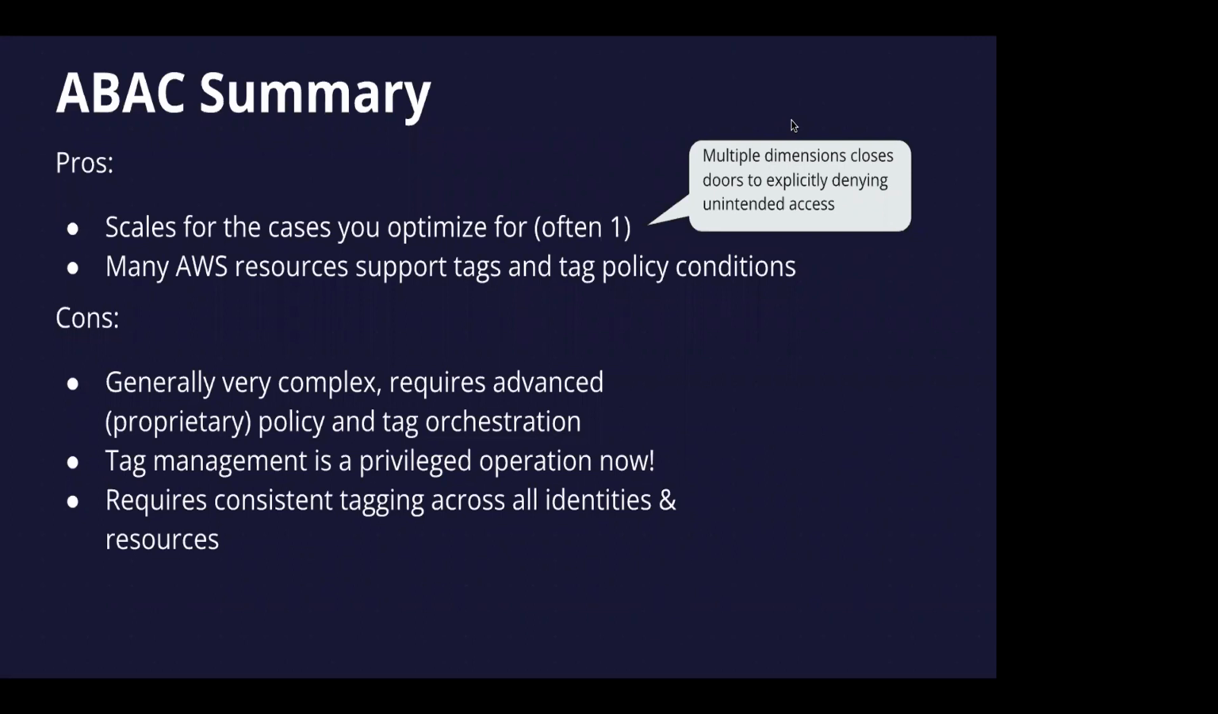And then something that you may not have thought about, but tag management is now a privileged operation. If you can add a resource group tag or change the value of that tag, that's now an administration operation, an access control operation. And so you also need to tag consistently across identities and resources that are going to participate in this scheme. You have to really think about how data gets in and out of the system, and make sure you've got the different ingress points covered in order to implement your ABAC effectively.